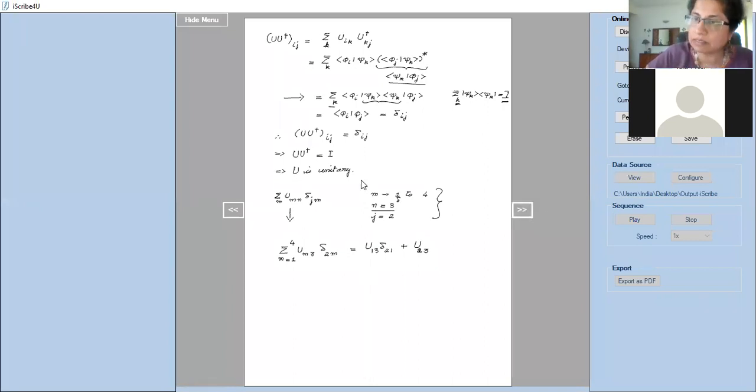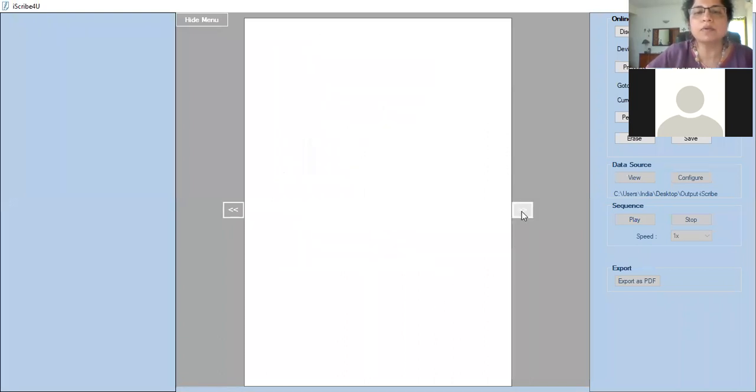Okay. Let's take it a further step from there. Is that all right now? Okay, so I've proved that this is unitary. Now we'll move further. I'm going to go to the next page anyway.